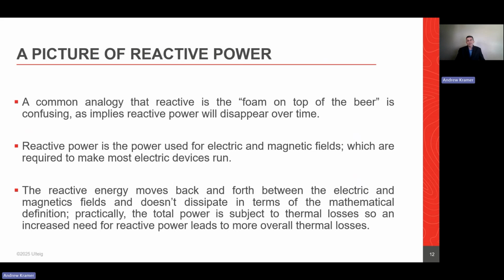Another thing that's oftentimes confused is, well, that means reactive power is really not using up any energy. That's actually not true, because as we increase the reactive power, we also increase the, quote unquote, real power, which is associated with thermal losses. So in many respects, how we account for reactive power is a matter of bookkeeping in the mathematics. But as I say, increasing reactive power does actually lead to more real thermal losses as well.